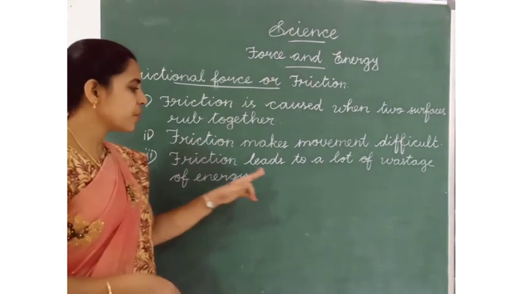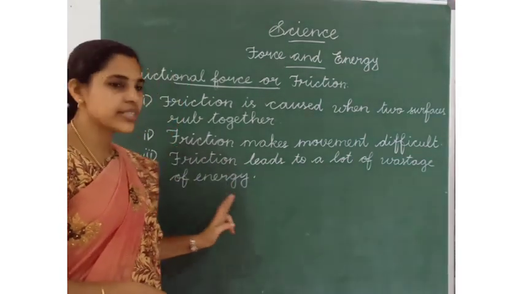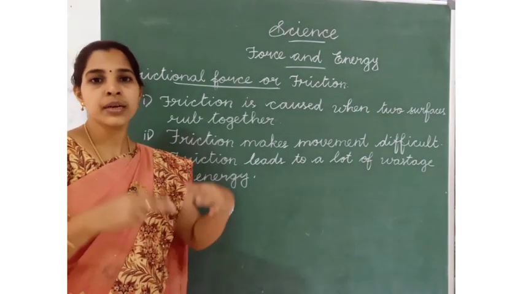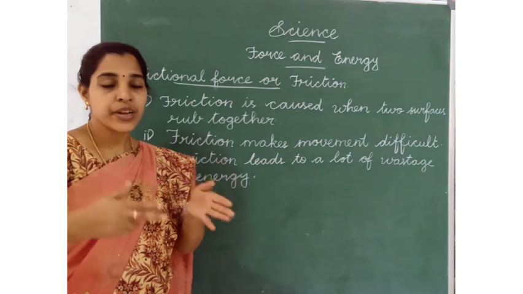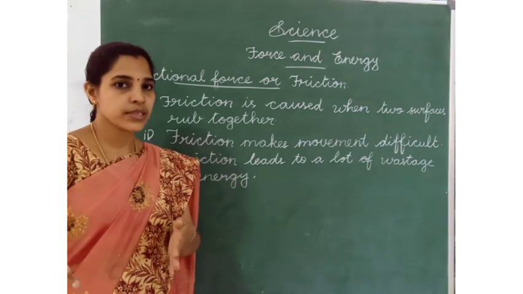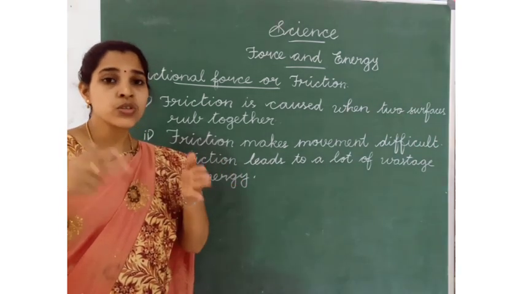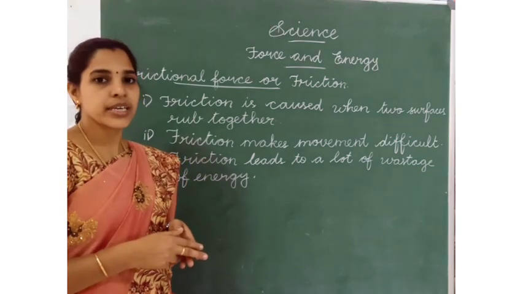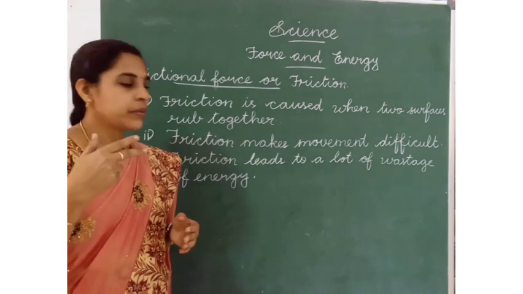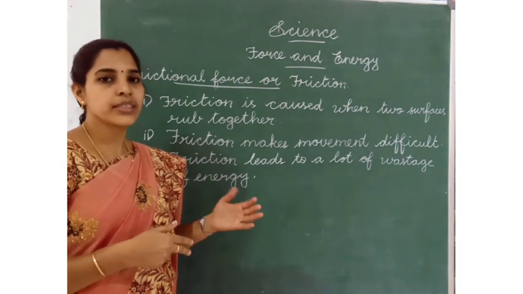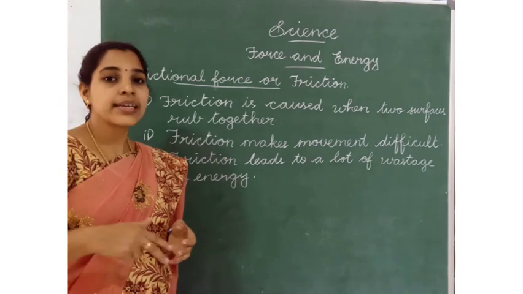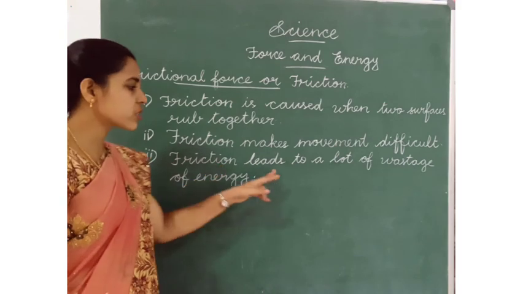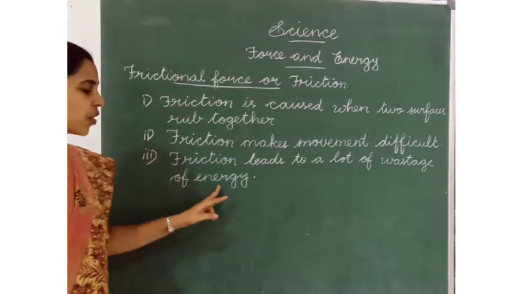Okay, next one is friction leads to a lot of wastage of energy. If a vehicle is moving by road, and friction is there on the road, it needs to stop everywhere. So, it will be wastage of energy. The vehicle needs extra fuel to move on the roads, extra fuel like petrol and diesel. So friction leads to a lot of wastage of energy.